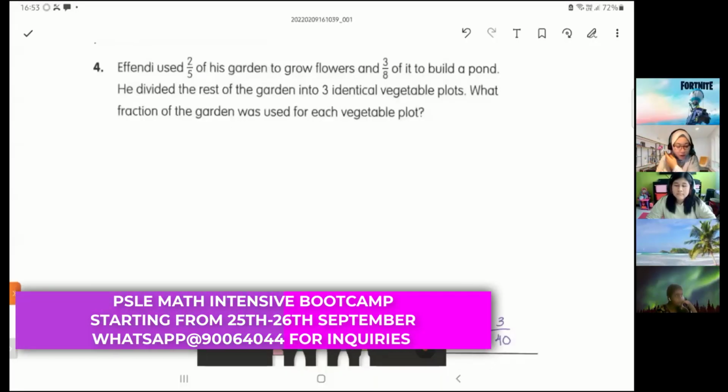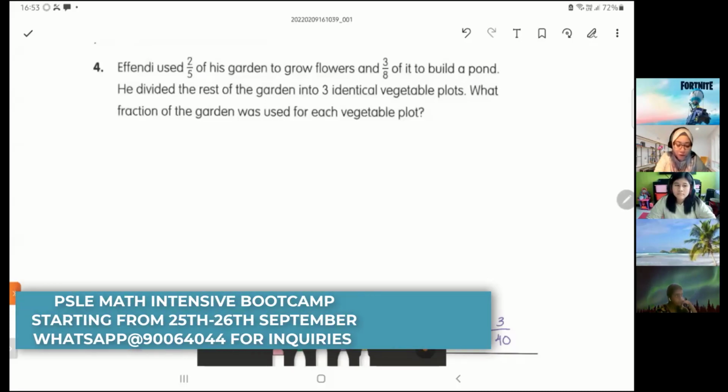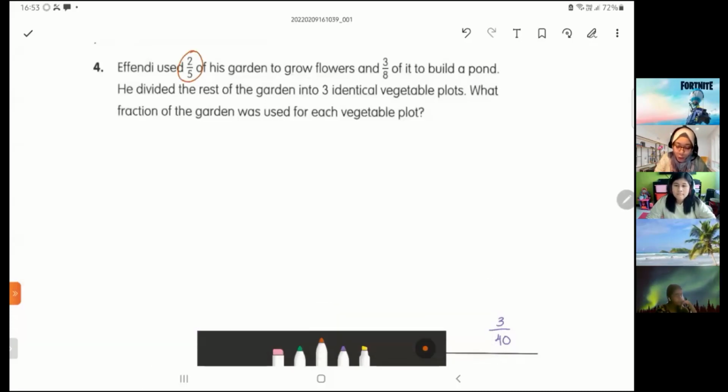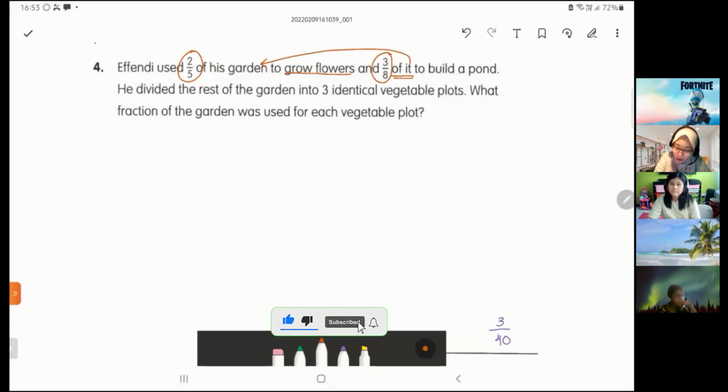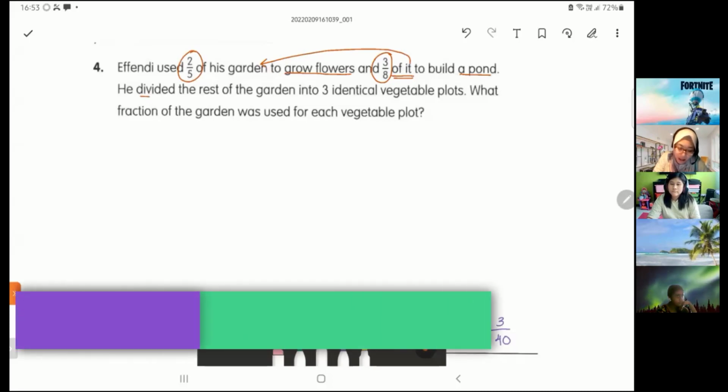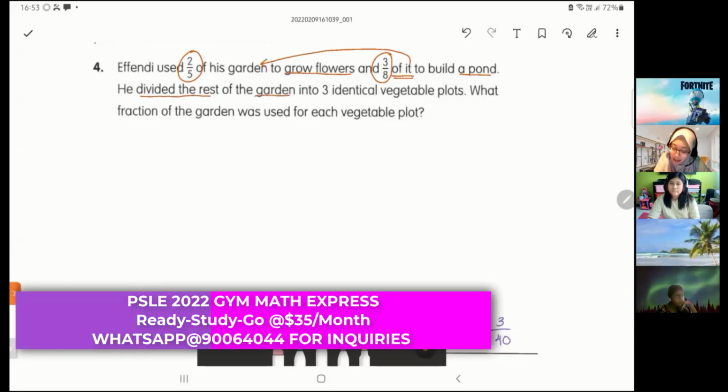Okay, for this question, Effendi used 2/5 of his garden to grow flowers and 3/8 of it. "It" here refers to the same item which was mentioned in the first part, which means it refers to his garden. So there's only one garden, but that garden is used to grow flowers and is also used to build a pond.